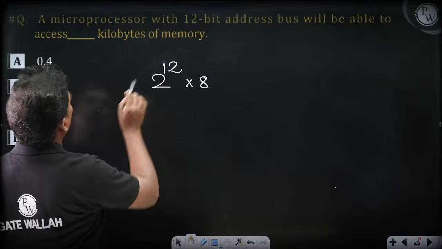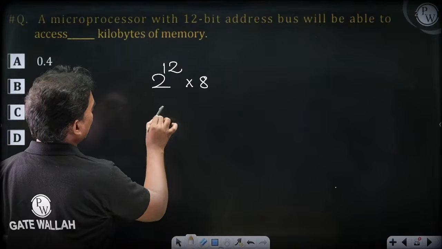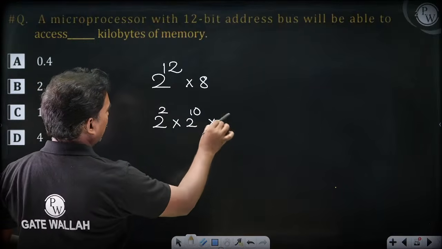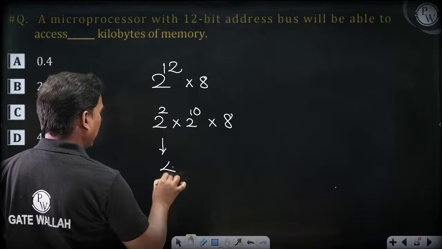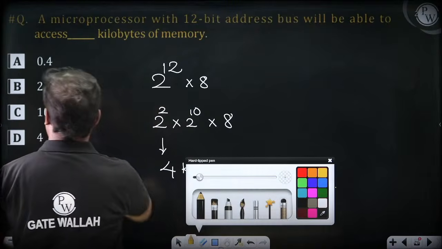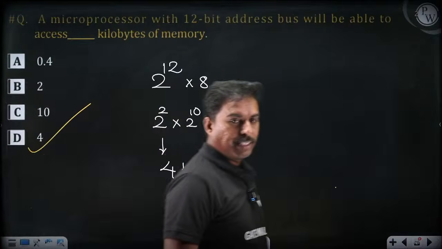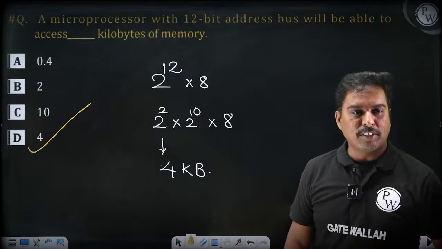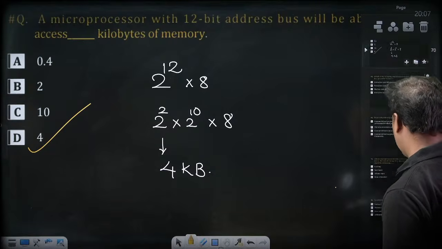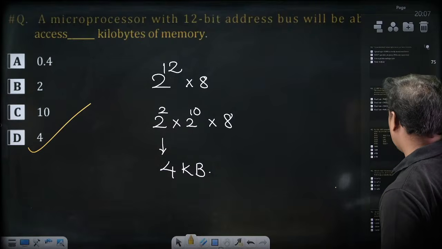So what will 2 power 12 be? 2 power 12 means I can write 2 power 2 cross 2 power 10, like this, into 8. So this will be 4 KB. So 4 kilobytes is the right answer. Option D is the right answer. 4 kilobytes is the right answer, my dear. So let us go for another question. Good questions, we can do programmatical questions.